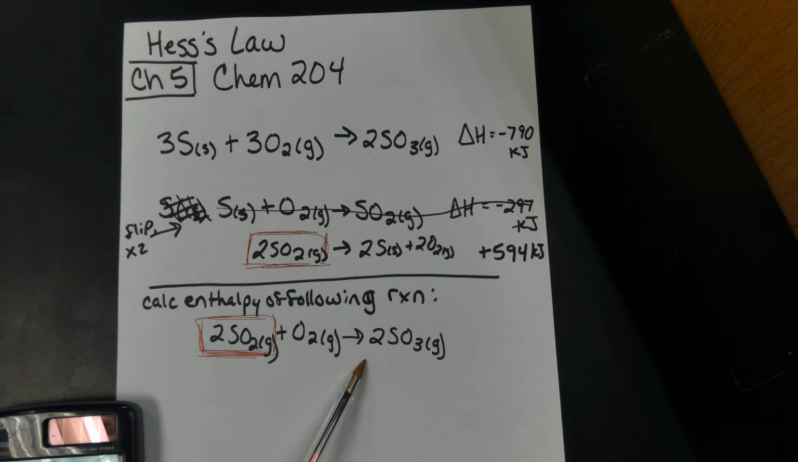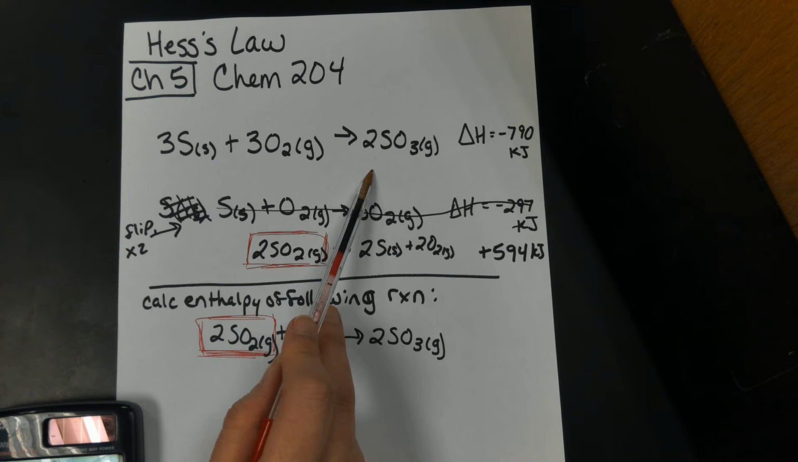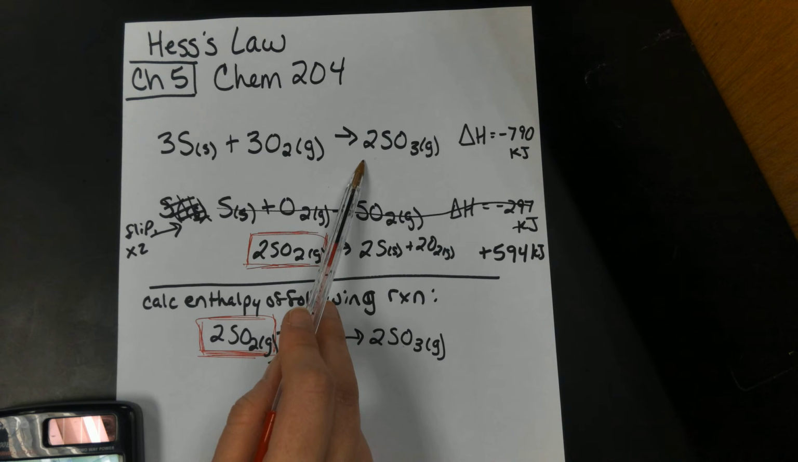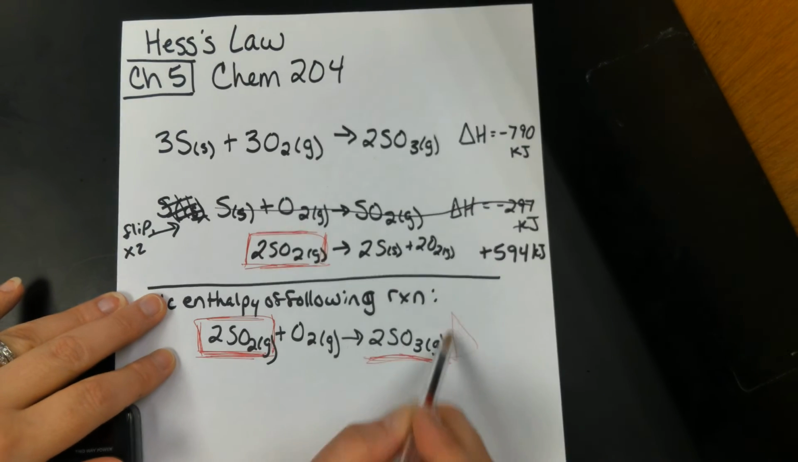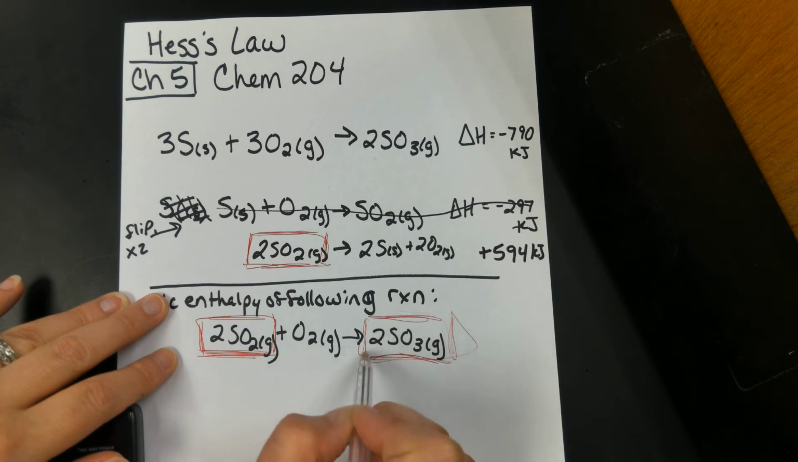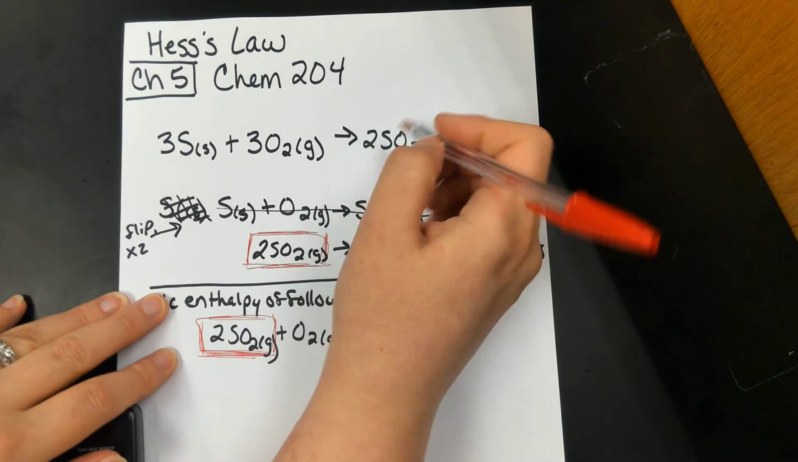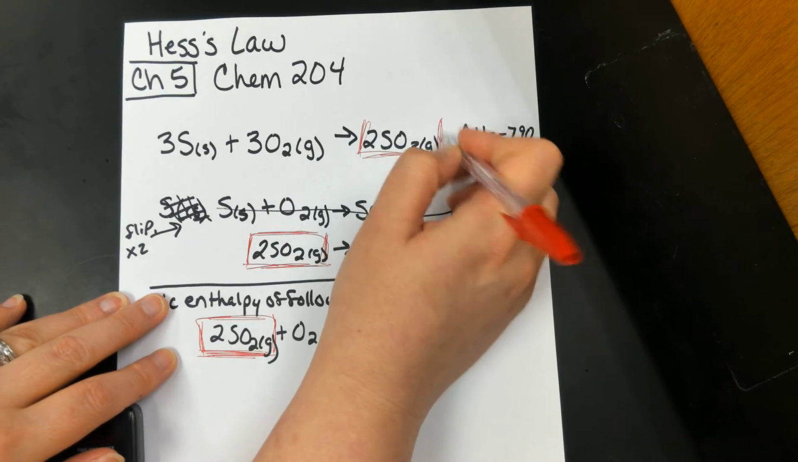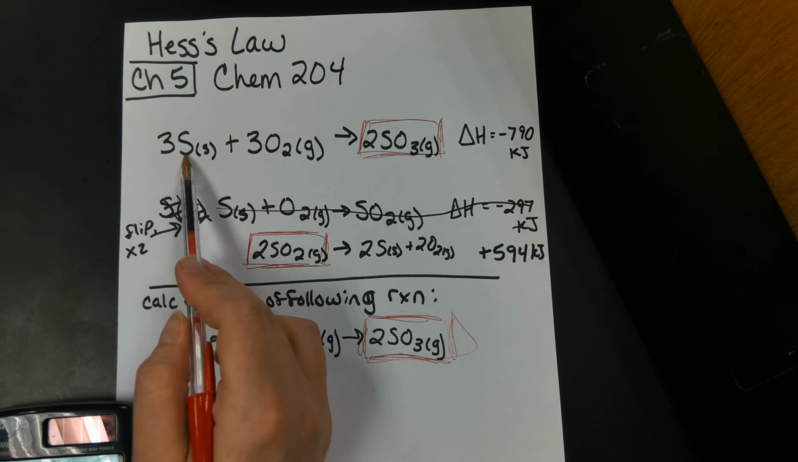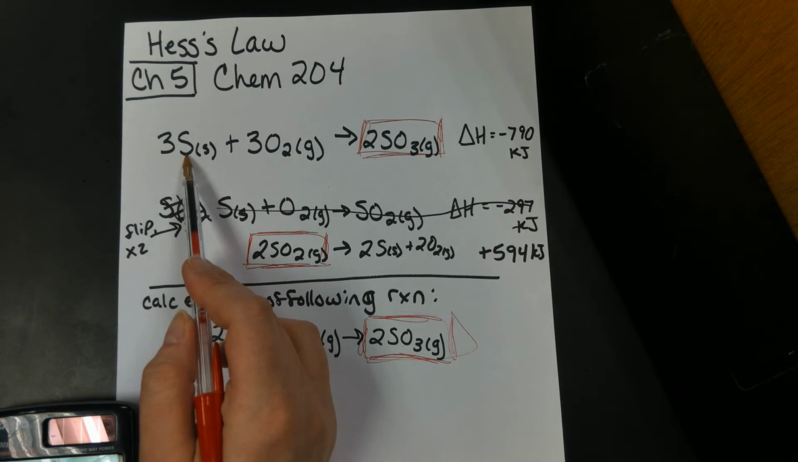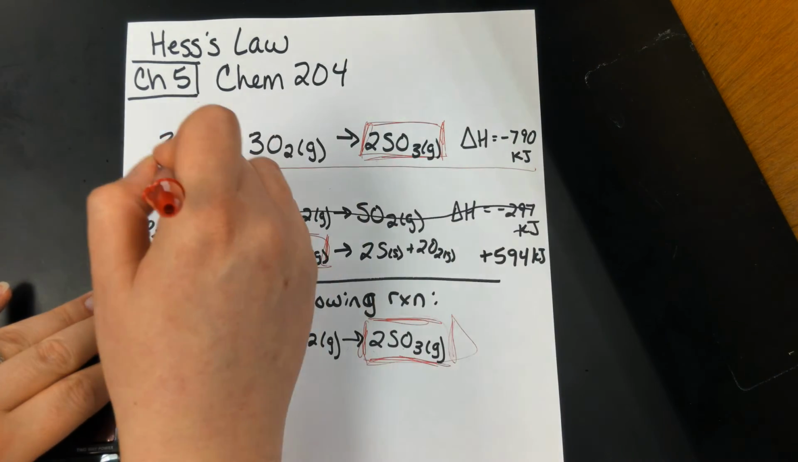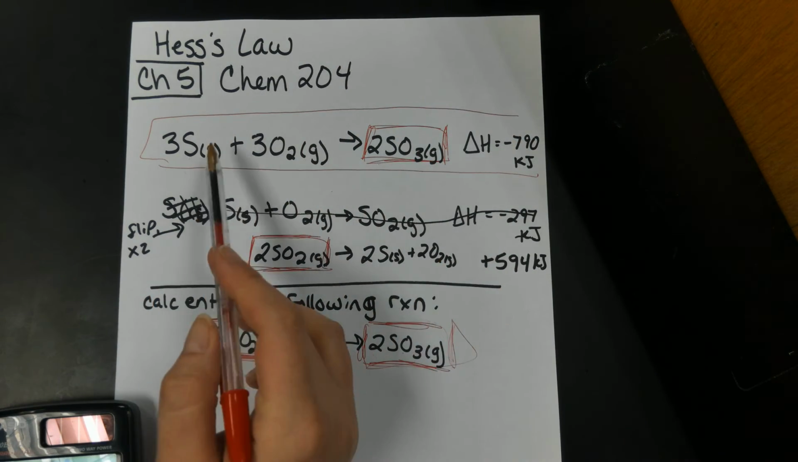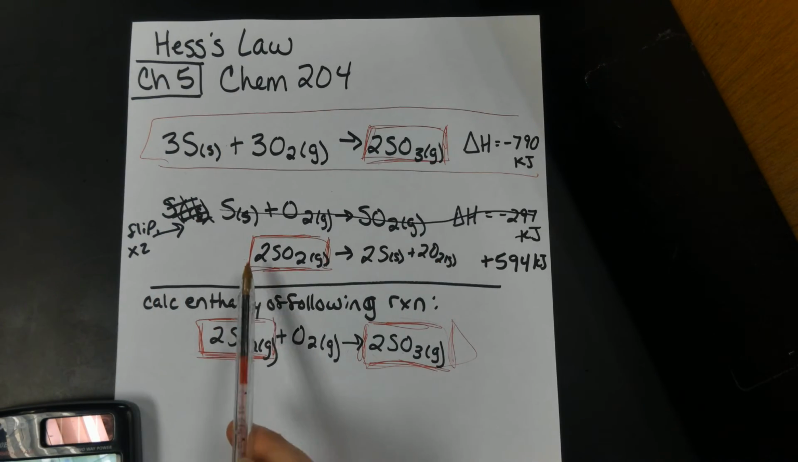So I need SO3 to be on the right-hand side, and I need there to be 2 of them. Well, it just so happens that it is on the right-hand side, and there are 2 of them. So this is again non-negotiable. This is my anchor. It has to be on the right-hand side, and there have to be 2 of them. So can I touch this equation? Can I multiply it? Can I flip it? No. You must leave this equation as is. So my 2 equations that I'm going to total up are this one and this one.